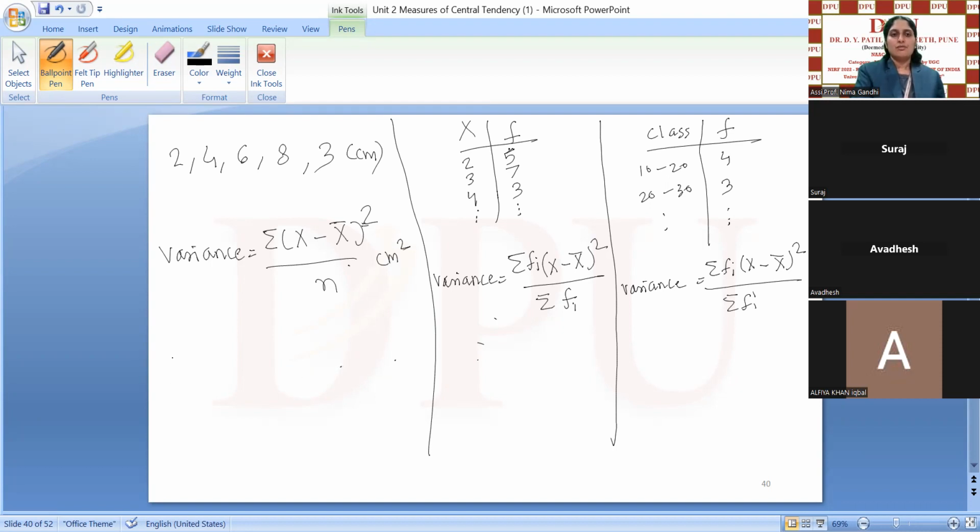But we are interested in knowing the original unit, and that is why we calculate the standard deviation, which is the root of variance. It carries the same unit as the observations, that is centimeter. So the root of variance is your standard deviation. Once you know the variance, the root of variance is your standard deviation.